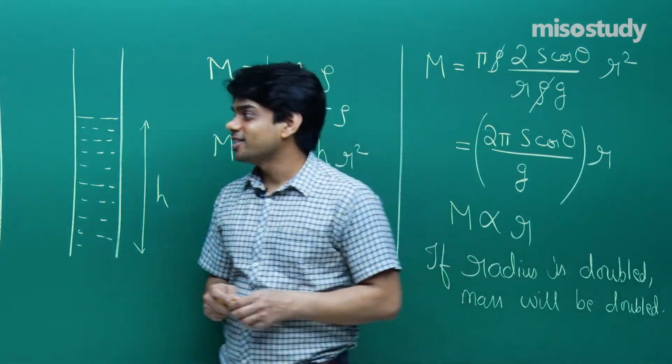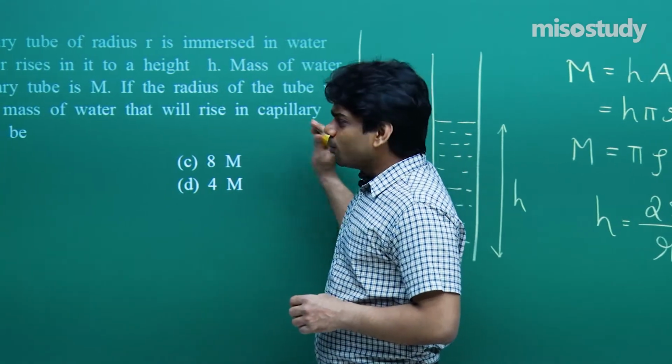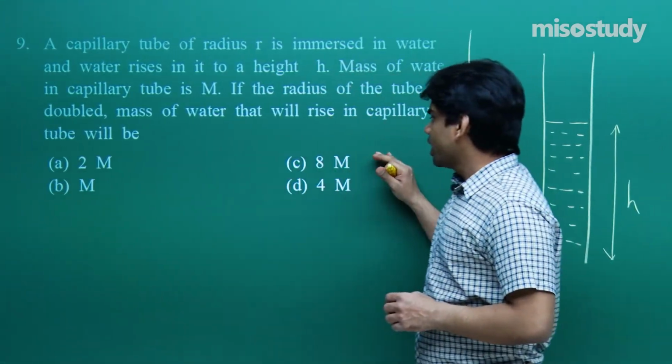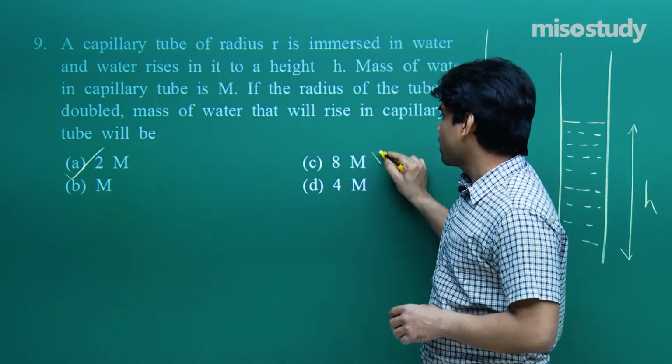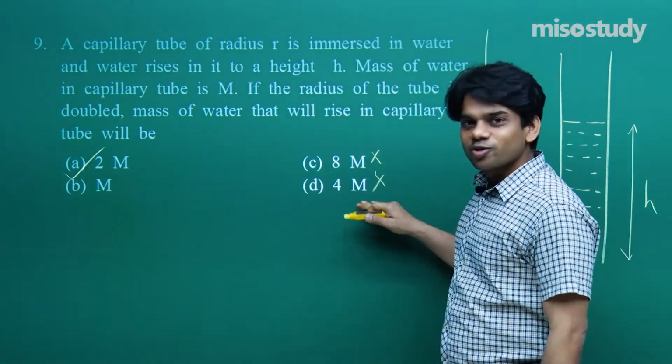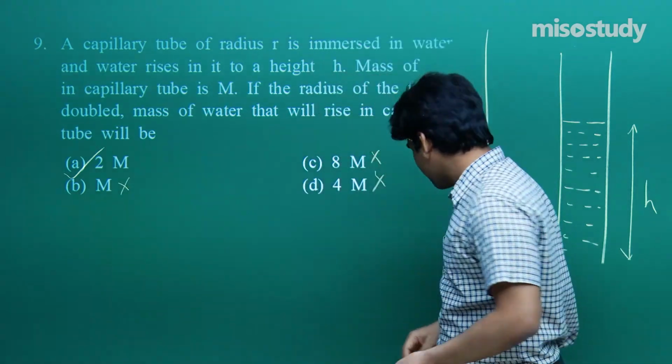Let's go ahead, let's see the option which is matching. Mass of water that will rise in capillary tube will be A 2m, B m, C 8m and D 4m. So 2m will be the answer because mass will be doubled. Rest all options are incorrect. This is a mistake that a student can do, 4m. Don't do this mistake. That's advisable. M you can cancel out.